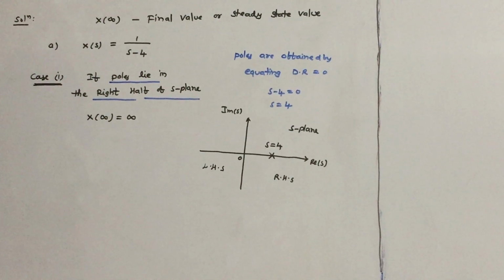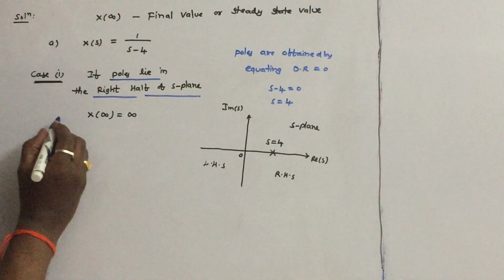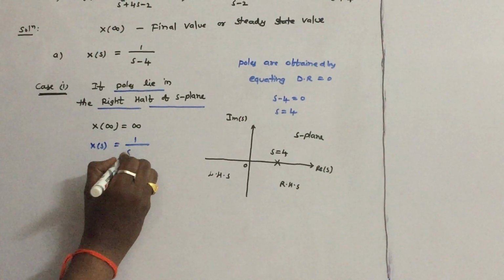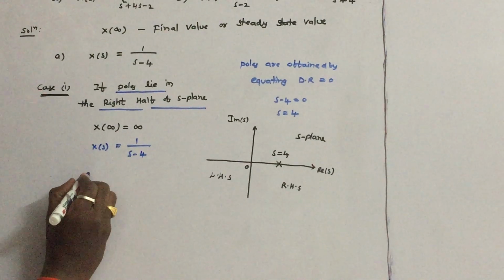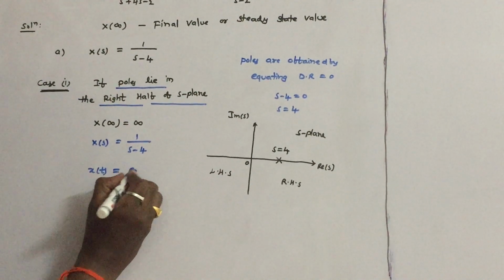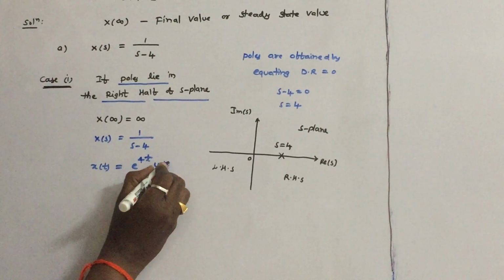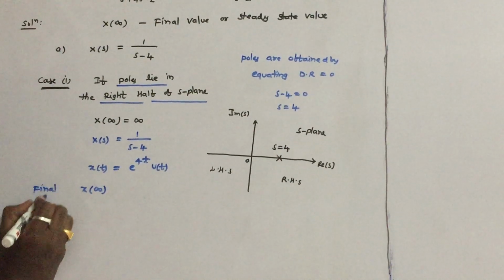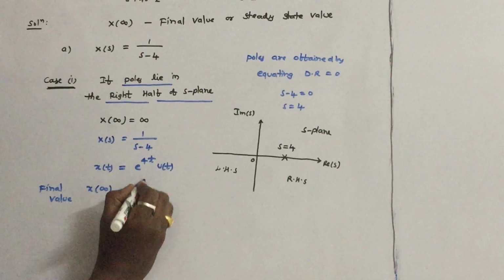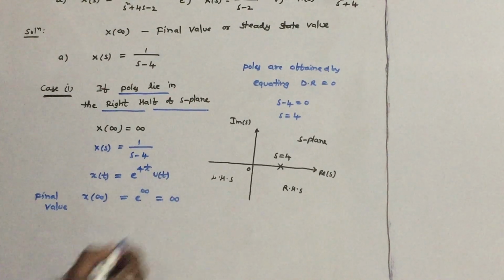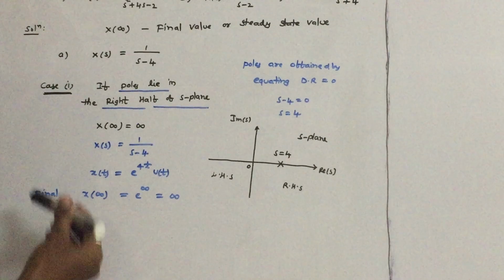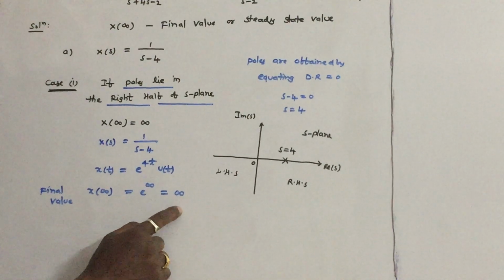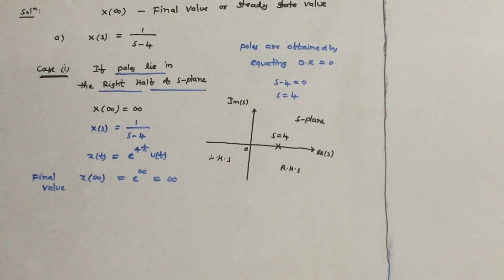Let us check the same by taking the inverse Laplace of x of s. What is x of s given? 1 by s minus 4. If you take the inverse Laplace transform, what is x of t? The answer is e power 4t into u of t. Substituting, the final value x of infinity is equal to e power 4 into infinity, e power infinity, so the answer is infinity. Therefore you have to carefully check the given equation. What you have to write for the final value is: the final value of the given function is infinity. In this way you have to cross check in the time domain also.